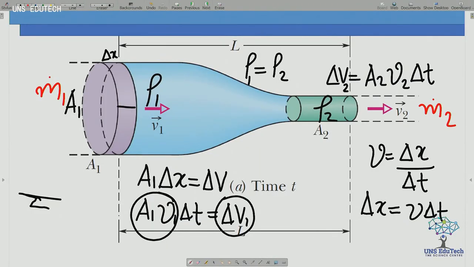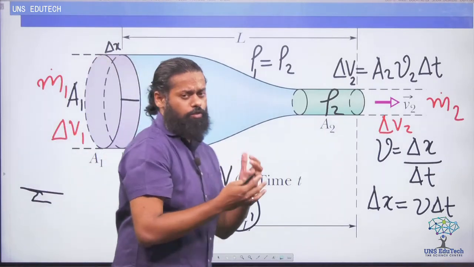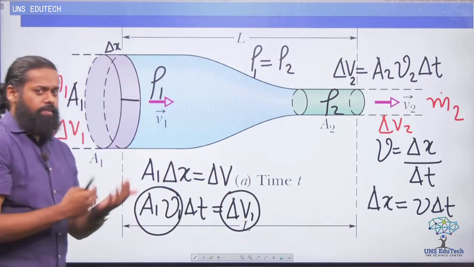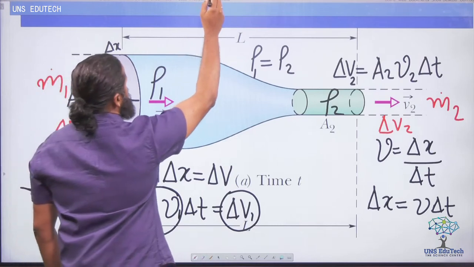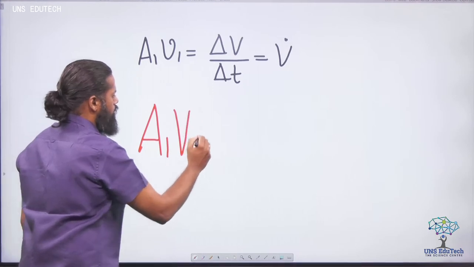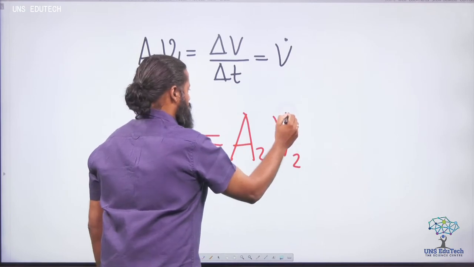Conservation of mass is being followed, and if the density is constant, delta V1 should be equal to delta V2. Basically, we are saying that A1 V1 is equal to A2 V2. This is a very, very important concept. You can use this to solve many problems. You can use it in combination with Bernoulli's theorem, then you will understand the importance of this equation. Finally, A1 into V1 is equal to A2 into V2. Remember, this is velocity, small v.